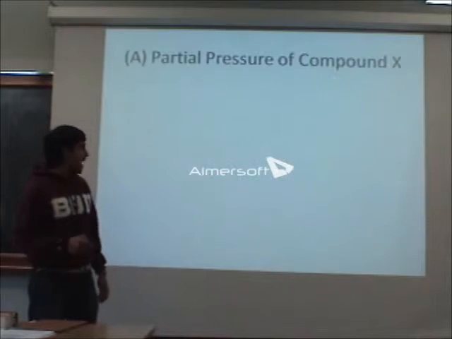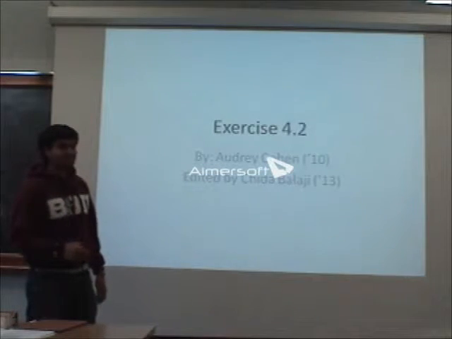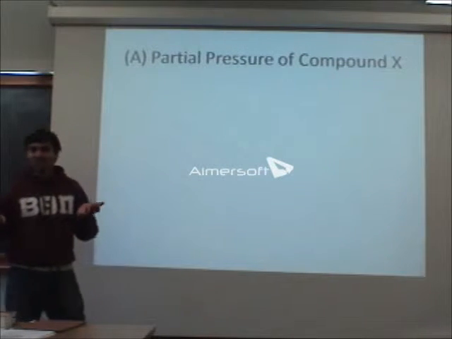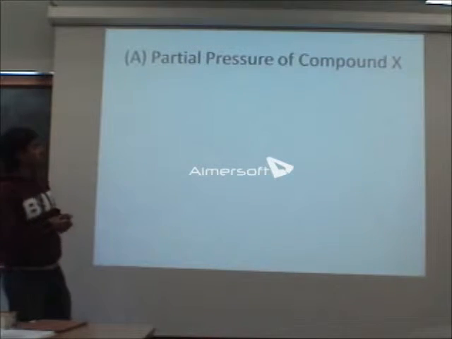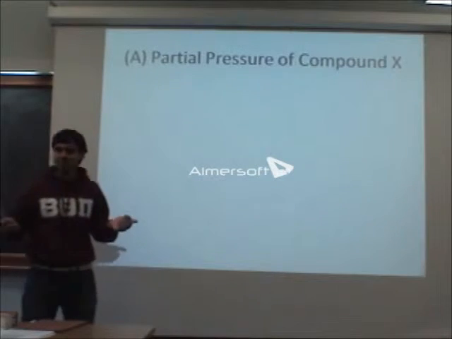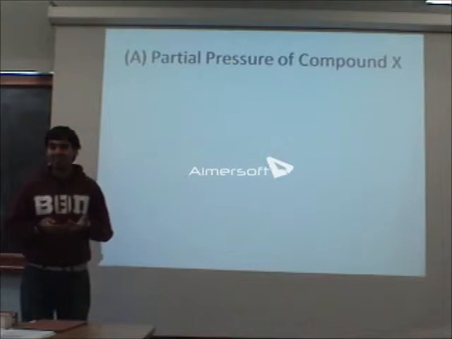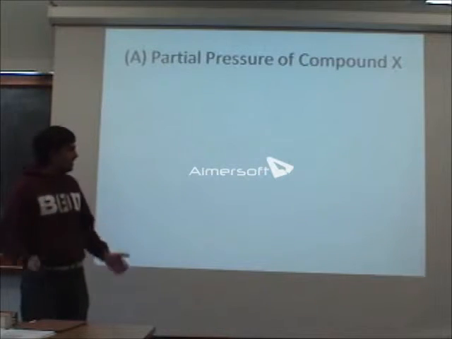It's a simple phase map, and let's see how we can do this. All right, so part A was pretty simple. All you had to do was find the partial pressure of compound X. And why are we finding the partial pressure of compound X? Because the map requires that.